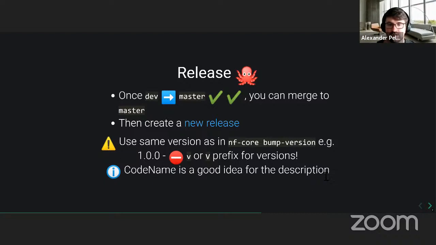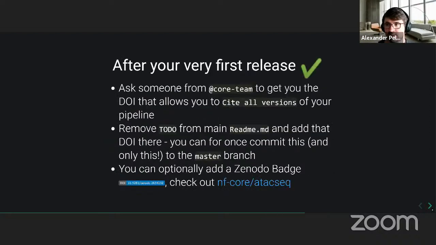It's also a good idea to now have a code name in that release description. So that would also be something that you can just copy from your changelog, if you already added a code name on your changelog, to keep things in sync. Yeah, and that's it pretty much. And after that, you actually have your very first release of your pipeline.